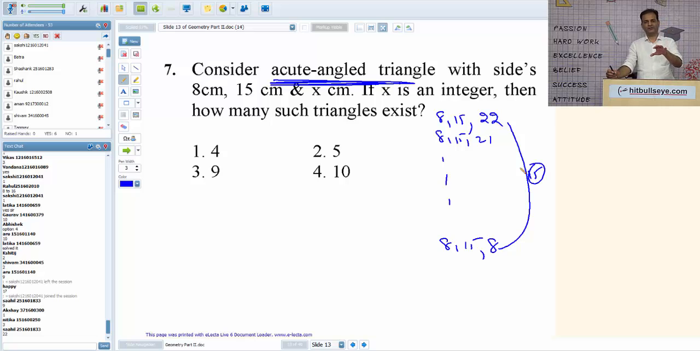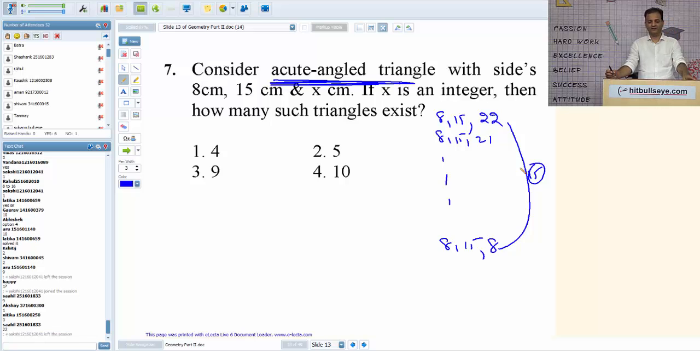In these 15 triangles, friends, some will be acute, some will be obtuse, and one will be a right angle triangle. 8, 15, 17, if you can recall, is a right angle triangle, 90 degree. And what are acute angles? Below 90 degree. And what are obtuse? Above 90 degree. So total 15 triangles are there. And now in the CAT exam it was obtuse. Here I have written acute.